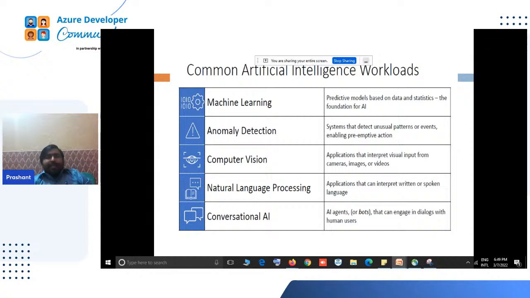Secondly, anomaly detection, like I told you: if we are to detect anything which is anomalous and which happened out of context, for that also we can leverage AI. Computer vision, like I told you, for example the image tagging option that we have in Facebook and other social media platforms. And also NLP and conversational AI. So these are the different kinds of workloads, or different application areas of AI, which are prevalent.